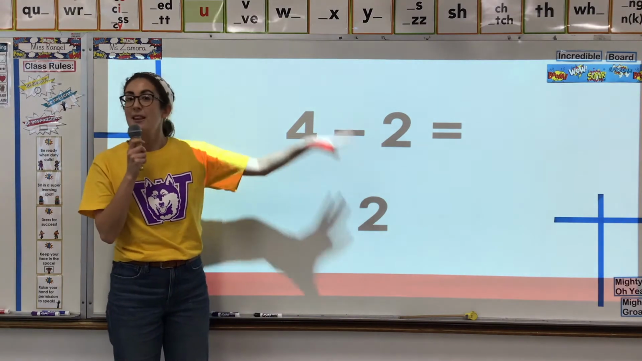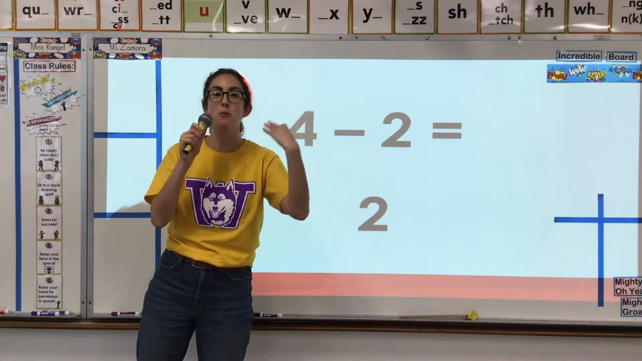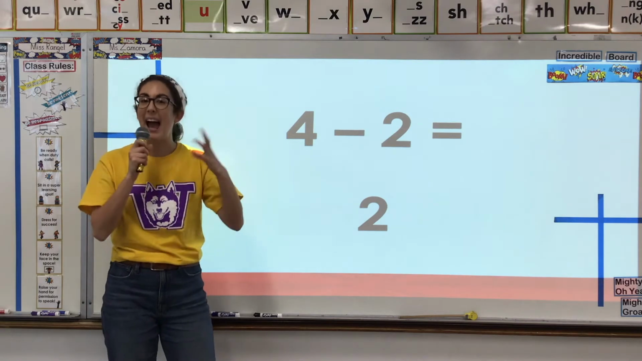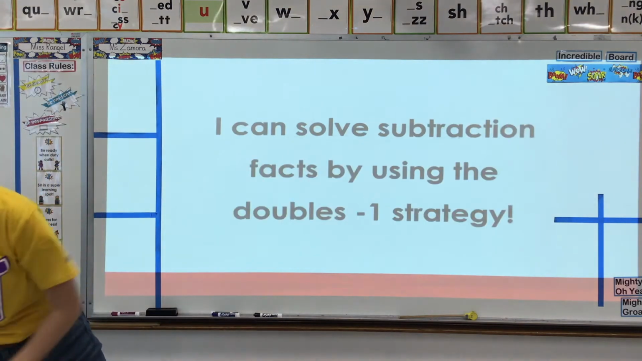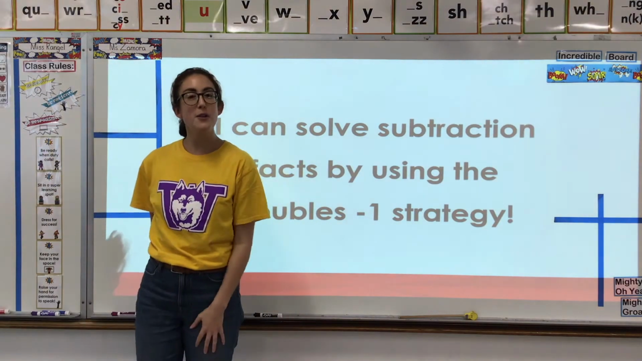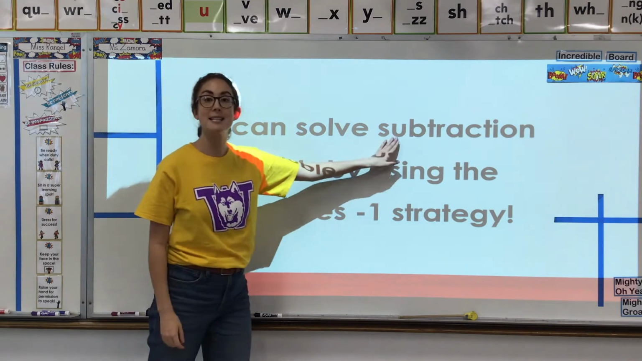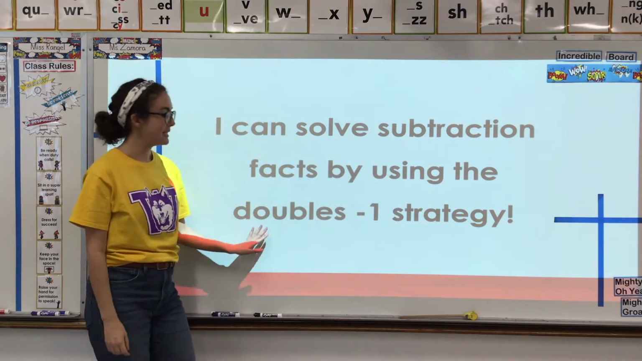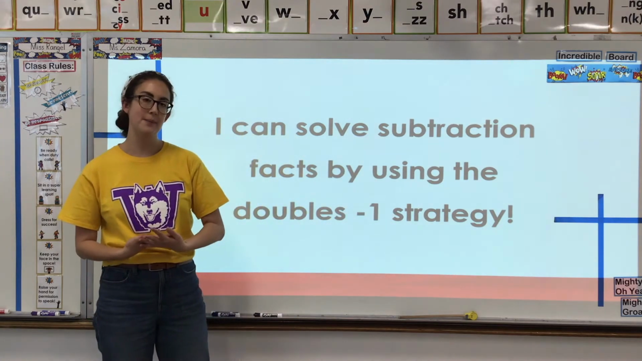Okay, second grade. These double subtraction facts are knowledge that we are going to use today. So let's pay extra close attention and check out our next learning target. So for Thursday, it says, I can solve subtraction facts by using the doubles minus 1 strategy.